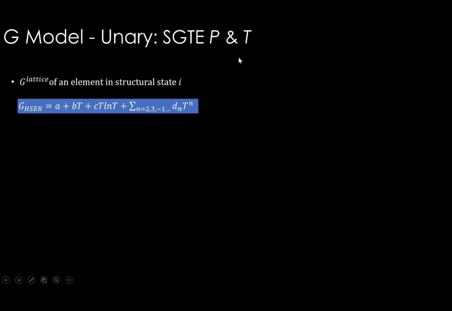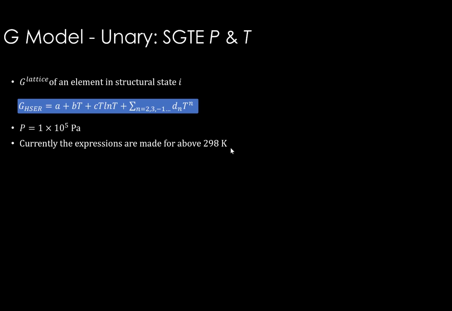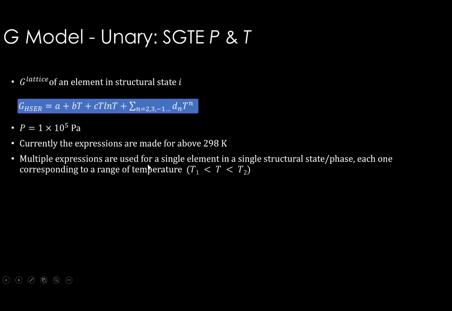Now what about pressure and temperature? Pressure is kept as 1 times 10 to the power 5 pascals, atmospheric pressure expressed in pascals. Currently the expressions are made for above 298 Kelvin, meaning from 298 till higher temperatures as high as 6000 Kelvin, we have the expression for various elements, but not below 298. Multiple expressions are used for a single element in a single structural state, each one corresponding to a range of temperature. So we'll see what this is in the next slide, meaning what is the pressure and temperature used for the SGTE expressions. That's what is given in this slide.